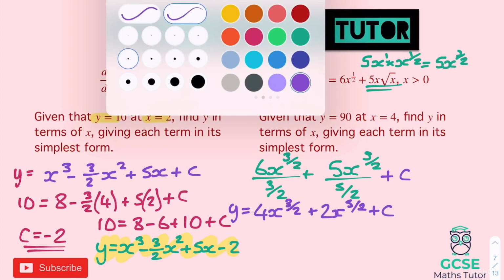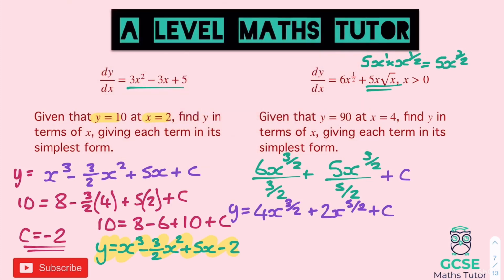And then we just need to sub the value in just like we did before. So in this case we have y equals 90, x equals 4. If we sub those in, we get 90 equals 4 lots of x to the power of 3 over 2. So 4 lots of, now x is 4, so we need to do the square root of that for the 2 on the bottom, which is 2, and then cube it, which is 8. So we go, 4 lots of 8.